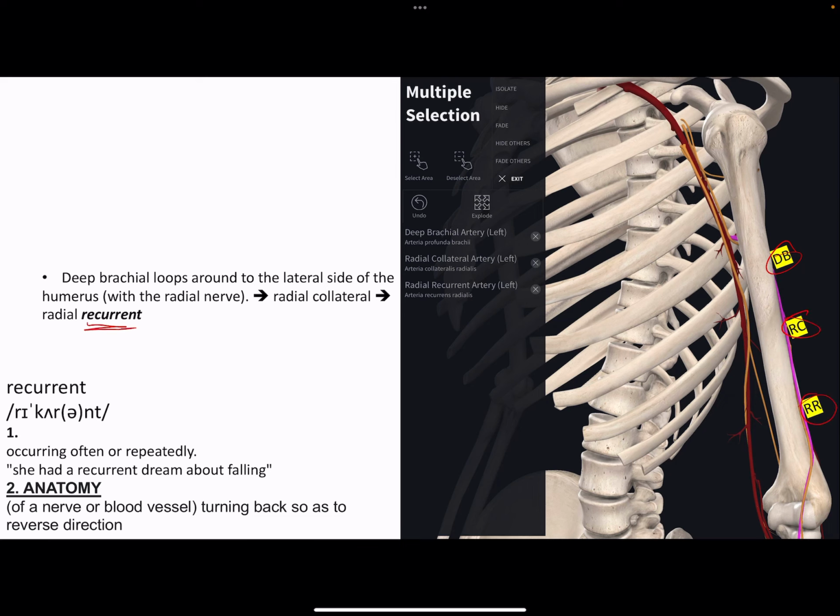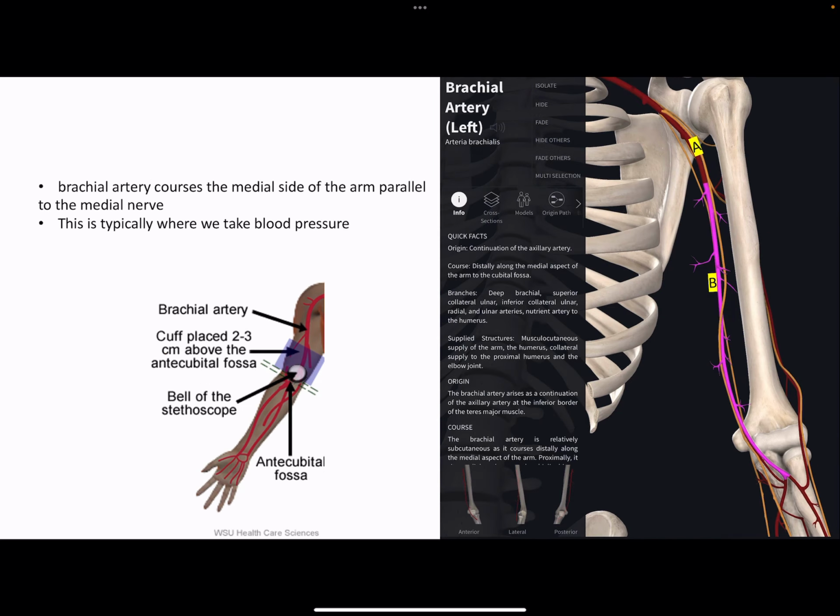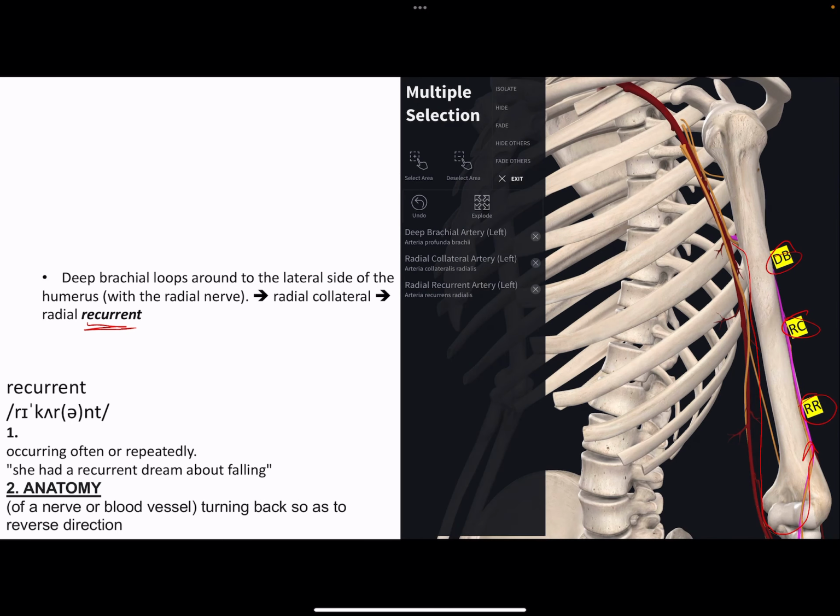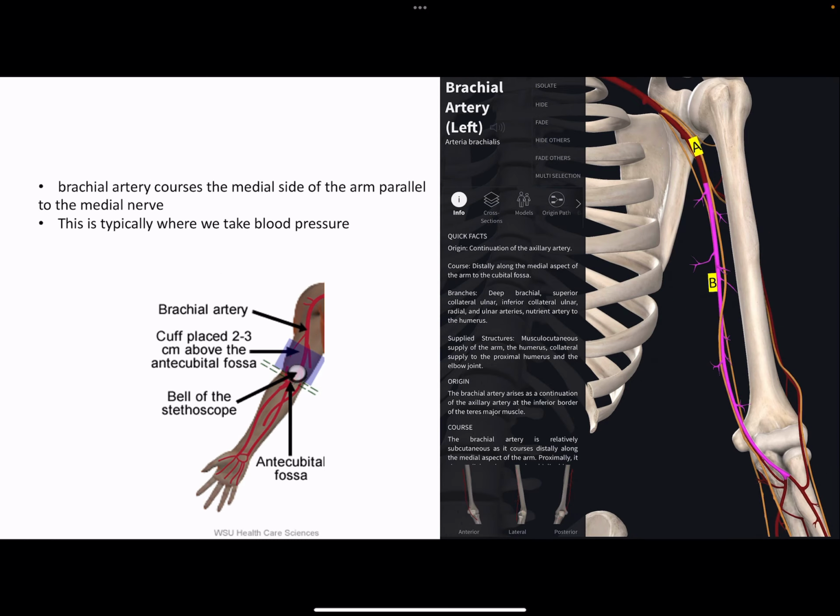The second we see recurrent, what do we know? Recurrent means that something is coming up if it's recurrent. So we can already anticipate that there must be another blood vessel here that's then snaking upwards to form a collateral circulation, there's an anastomosis between these two arteries. That would be a guess if it's called recurrent. And we only see it going down here, so it must be going upward from a different direction.